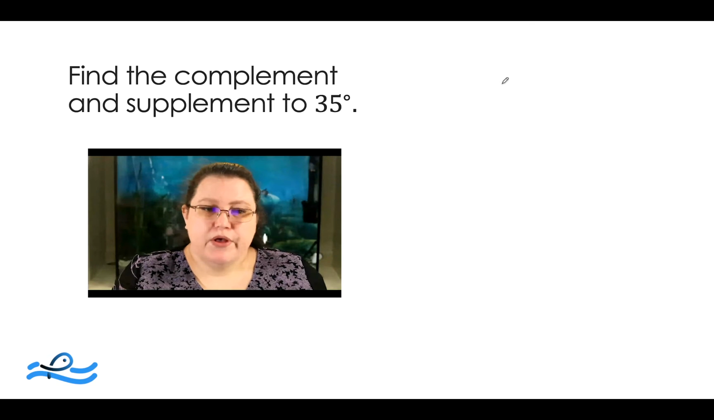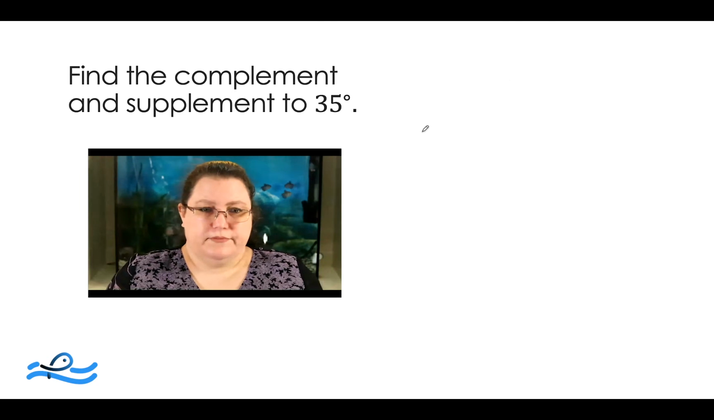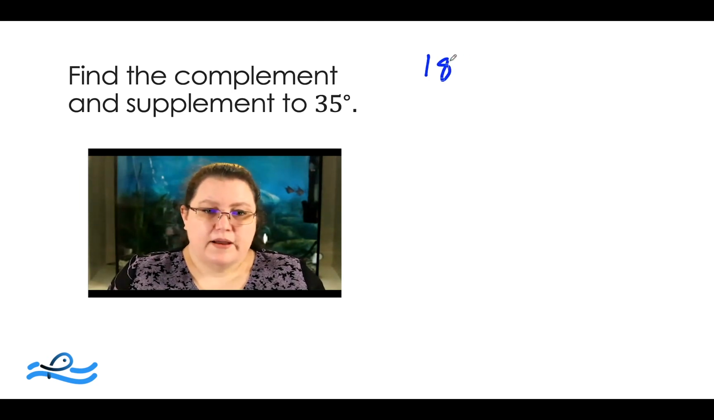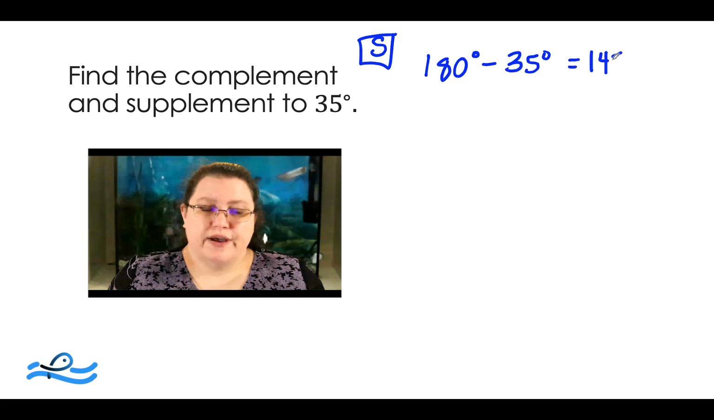For our first example, we're going to find the complement and the supplement to 35 degrees. However, usually when I'm doing these types of problems, I like to find the supplement first, because when an angle does not have a supplement, it also doesn't have a complement. To find the supplement, I'm going to do 180 degrees minus 35 degrees. When I subtract 180 degrees minus 35 degrees, I get 145 degrees. So the supplement to 35 degrees is 145 degrees.